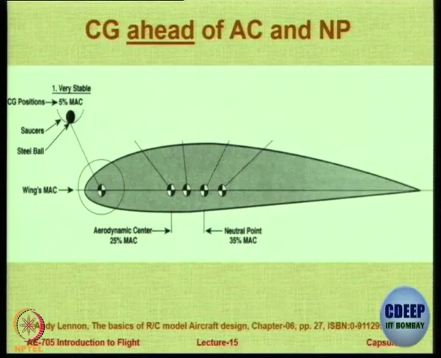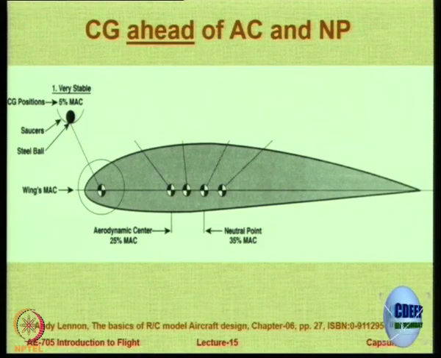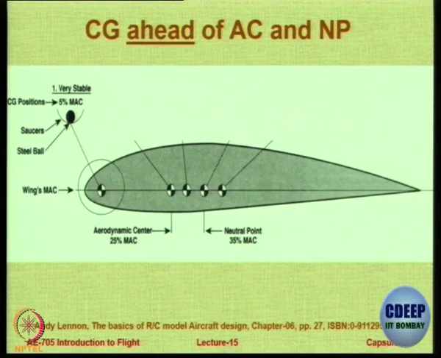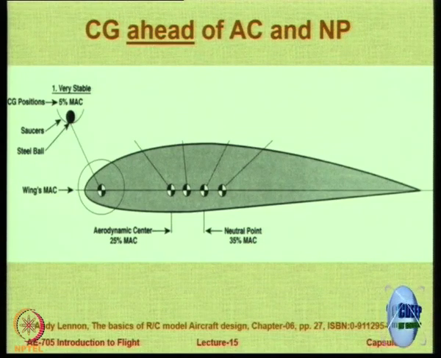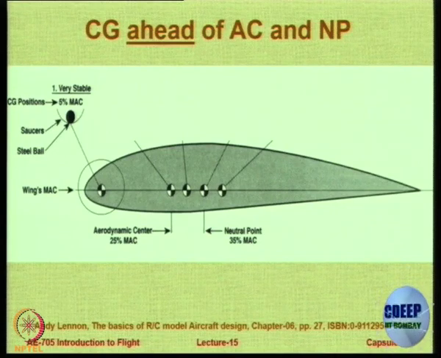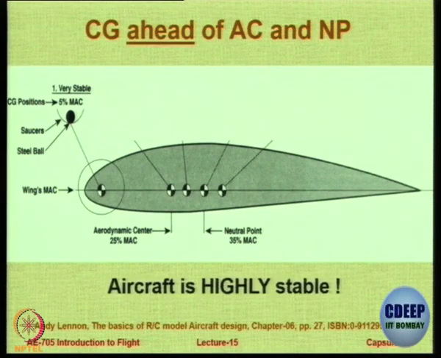The first one is, the aerodynamic center is typically at quarter chord, not always but typically. If the CG is at 5% of the MAC, then the aircraft is very, very stable because the CG is far ahead of the aerodynamic center. The neutral point is behind. We do not know where it is right now, but the aerodynamic center is also far behind. So this condition is like a saucer with a steel ball exactly at the center, highly stable, but undesirable.